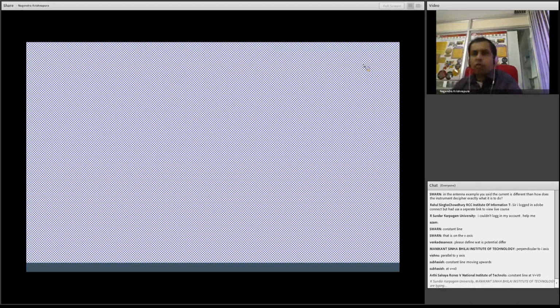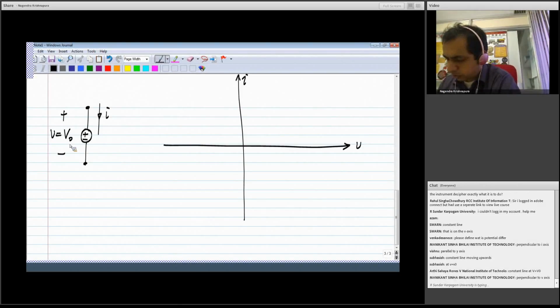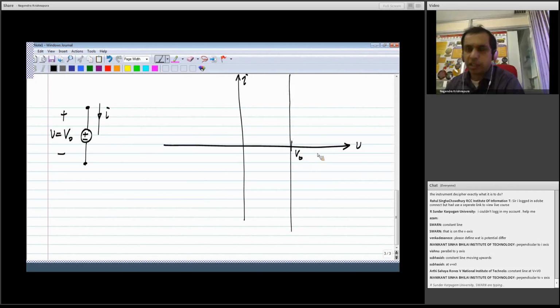So a lot of people have answered this and it's pretty obvious. V equals V naught. That's all that's there to it, and I can be anything. So this will be a vertical line on the IV plane at V equals V naught. Okay. So this is the characteristic of a constant voltage source.